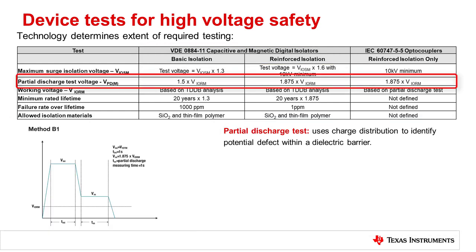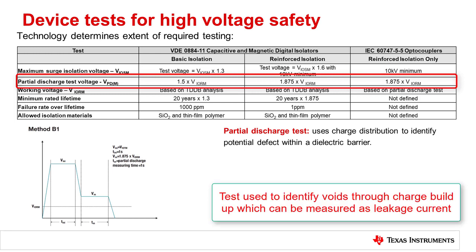Partial discharge testing is a method of measuring for defects within a dielectric barrier by using charge distribution to identify potential defects. The partial discharge test is designed to identify the presence of defects or voids within the barrier by applying a high voltage that will build up energy across any existing voids. This buildup causes a redistribution of charge within the barrier that is known as a partial discharge, which can then be measured as leakage current.